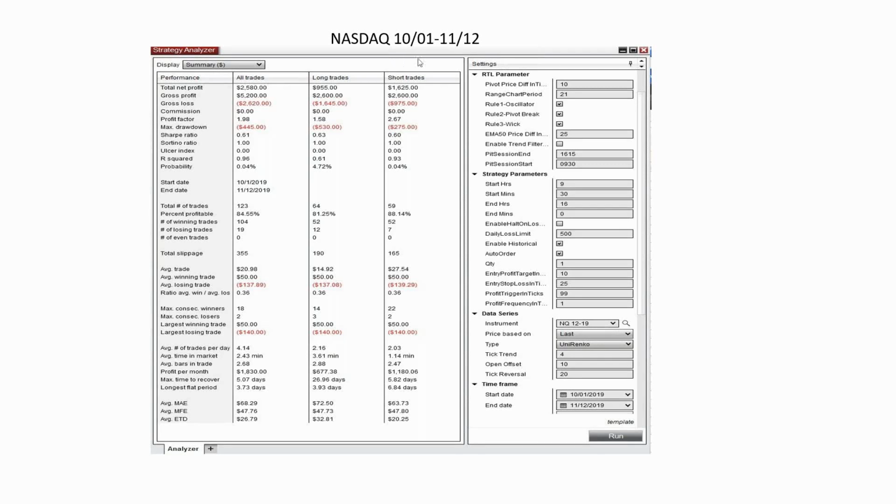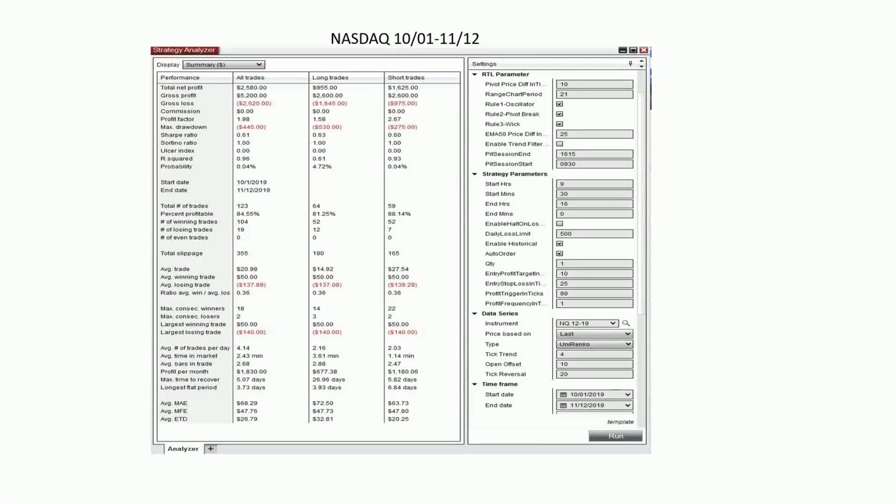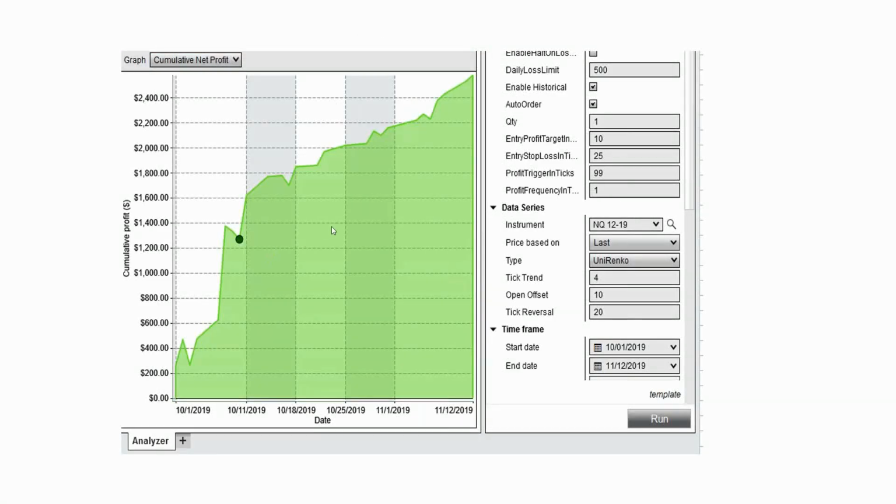Now, the NASDAQ, I hope this is the NASDAQ, and I didn't mess this up. Hold on one second here. I think I may have the wrong slide, but it's coming out as $2,580 worth of profit, win percentage of 84.55%. Now, I think I'm showing the wrong slide because I believe the NASDAQ had almost $10,000 in profit. But here's the curve. Just like that.